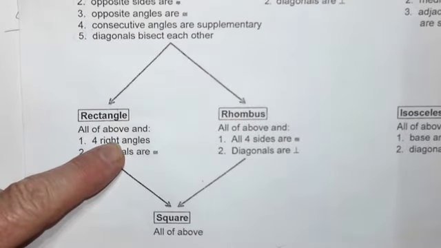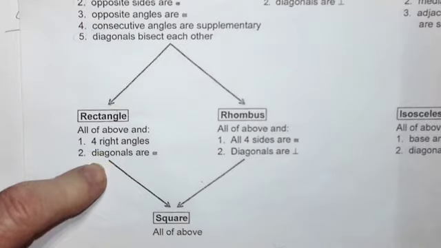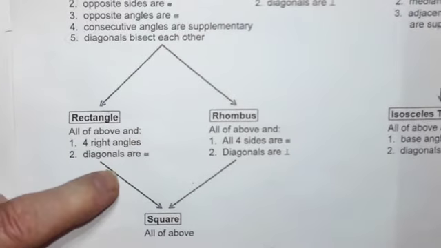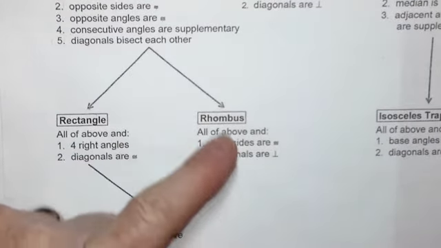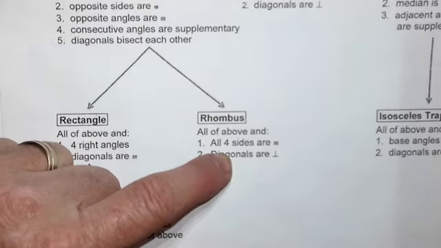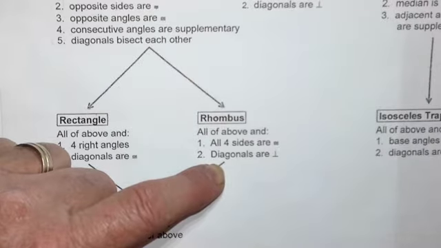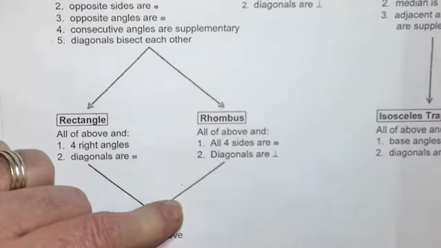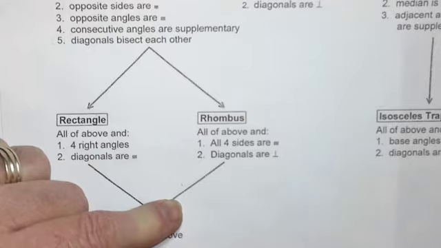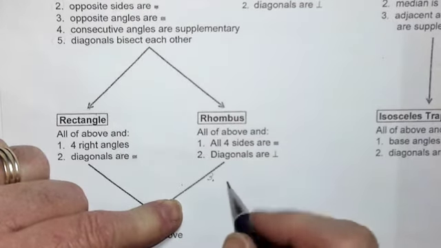What makes a rectangle different than just a parallelogram is it has 4 right angles and the diagonals are congruent. A rhombus has all of these things up here, a parallelogram, but you make all 4 sides be congruent. The diagonals are perpendicular. There's one more property to add to that that's not on this sheet. And we're going to write it right on here.